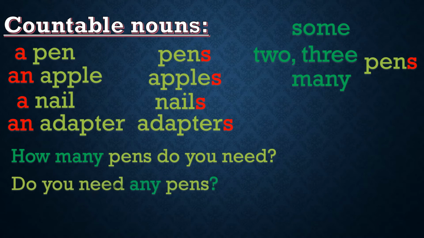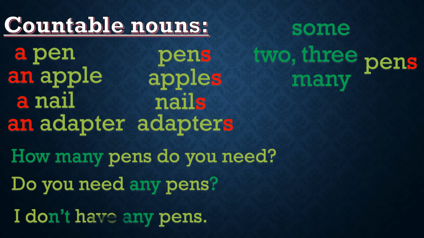Another word we can use is the word any. We can use it in questions, like when we say, do you need any pens? Also, the word any is used in negative statements, like when we say, I don't have any pens. We notice here that we used any with the negative don't. There is not here. So we know that we can use a or an before the singular word. We can make the word plural, and we can use a number like 2 or 3. We can use many, how many, and any.